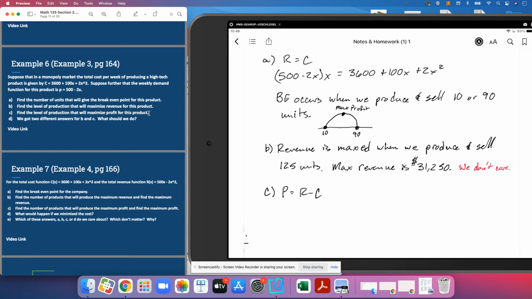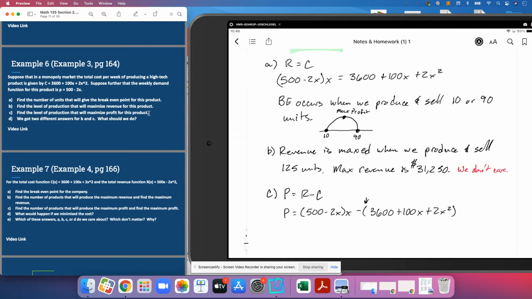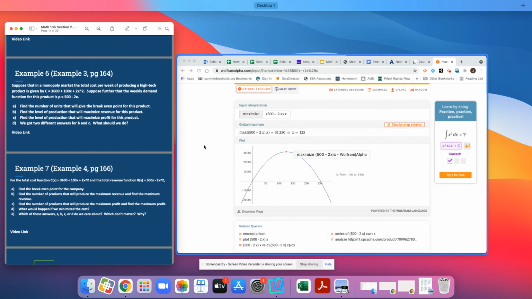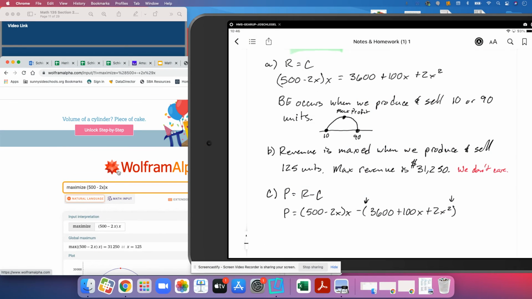And so for revenue, we created the function (500 minus 2x) times x, and whenever we put that minus sign, we need to put a parenthesis. Cost is 3,600 plus 100x plus 2x squared. This parenthesis right here is very important because it allows us to distribute that negative sign through the entire cost function, not just part of it. Let's see what we've got in Wolfram right now. I'm going to end up doing quite a lot of copy pasting for this one, I think.